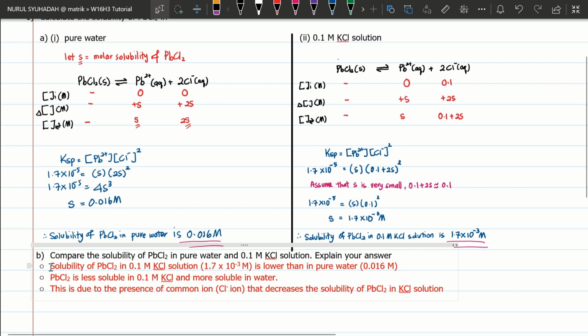Okay, tapi kalau awak buat solubility dalam pure water higher than solubility in KCl solution, dia tak salah, dia betul. Okay, the statement is still correct. Okay, cuma yang ni kira macam the flow will be nicer lah.